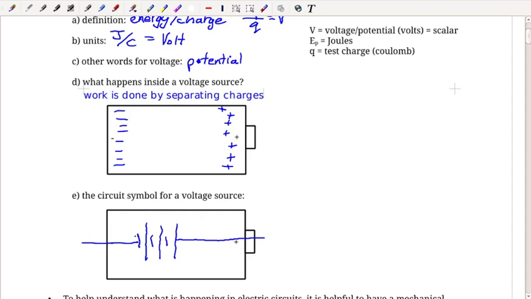Then again, the short end stands for the negative side of my battery, and the long end is going to be the positive side of my battery.